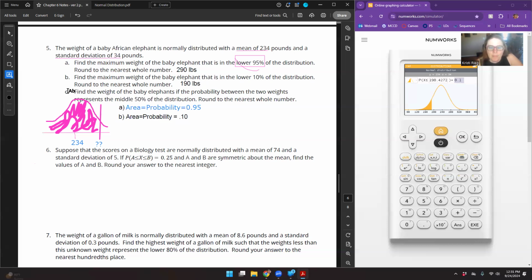Okay. Last but not least, find the weight of the baby elephant if the probability is between the two weights that represent the middle 50%. Oh my gosh, we have to go back to chapter 2 for this. Okay, let me draw a picture. Haha, that's going to be my answer to everything. Draw a picture. This is going to be a different picture.